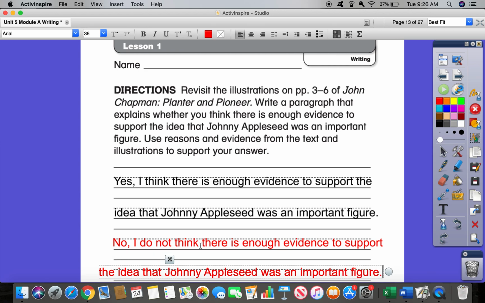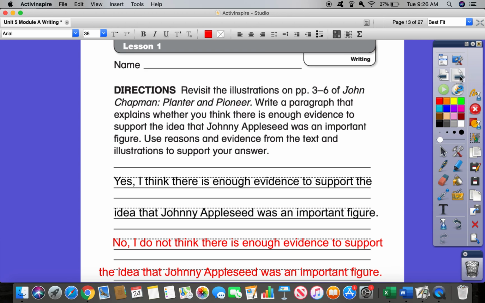Okay, but do not stop there. You need to tell me why. Which one do you agree with, right? So these are your two sentence starter possibilities, but then you need to use reasons and evidence from the text. You may also use the illustrations to support your answer. So these two sentences will help you get started depending on your opinion.